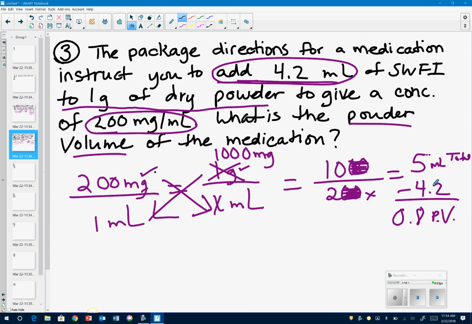So you would add 4.2 water, of course, to that 0.8 powder, because remember the bottles come in a powder form, so that powder is what's going to be in there. And you add the water, which is 4.2, and that becomes your total. Okay, that's 5. But your answer, because they're asking for what's the powder volume, it'd be 0.8 milliliters.